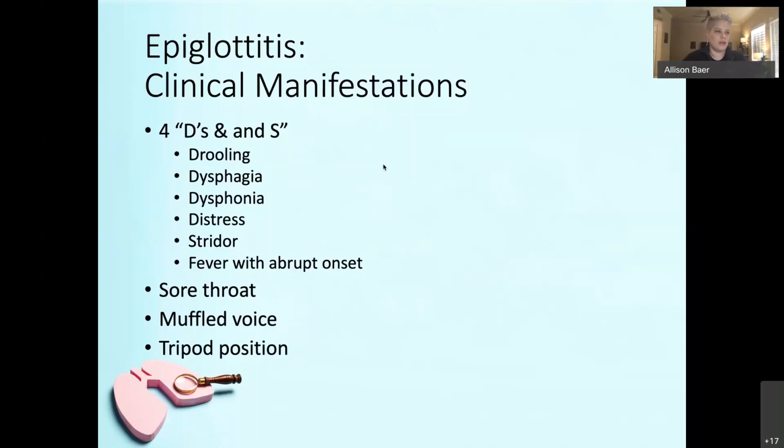Usually, in getting the history, you're going to see there was a fever with an abrupt onset. And these are the kids you're going to see in a tripod position. So if you hear a question about a tripod position, it's probably epiglottitis. But they're going to be sitting up, leaning forward. They're not going to want to swallow, so that drool is going to be coming out of their mouth. And they're going to be very unhappy.